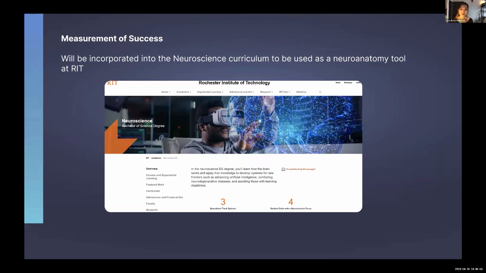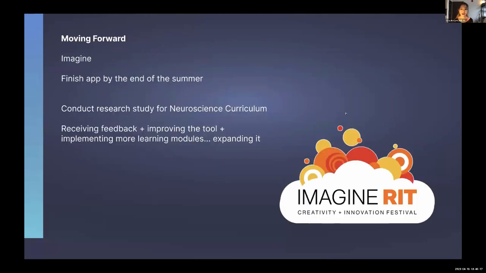And we will be conducting a study over the course of 2 semesters to compare test scores within students that are using this neuroanatomy tool in VR versus students that are not using it. So moving forward, I will be presenting this experience at Imagine RIT, which is in about 2 weeks on April 29th. And I plan on finishing the app by the end of the semester. And by fall, we'll conduct the research study and receive feedback from all the students and constantly improve the tool.